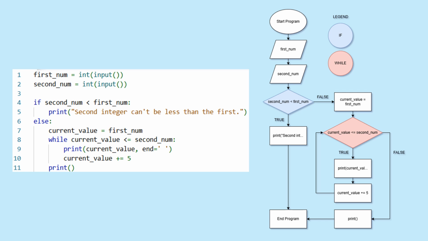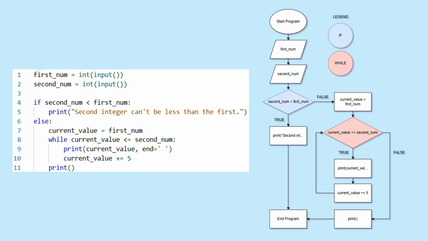Then I provided a while loop where if current value is less than or equal to second num, it would print the current value, and then it would provide a space directly lateral to that, and then it would increment current value by 5. This while loop would repeat until the while loop is no longer true, in which it would provide a print statement at the bottom, and then end the program.